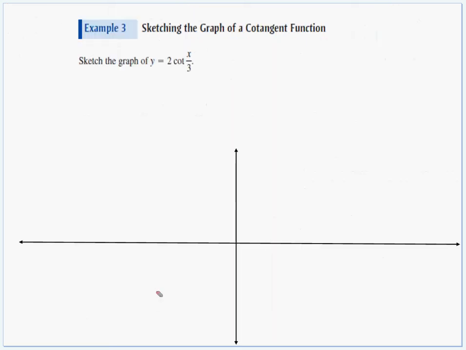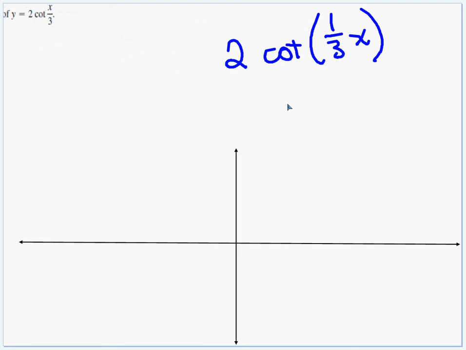Let's try one. So here we've got y equals 2 cotan of x over 3, or I'm just going to rewrite that as 2 cotan 1/3 x. Again, our first asymptote will be the y-axis, and this graph is not shifted left or right. So let's figure out what the period is.